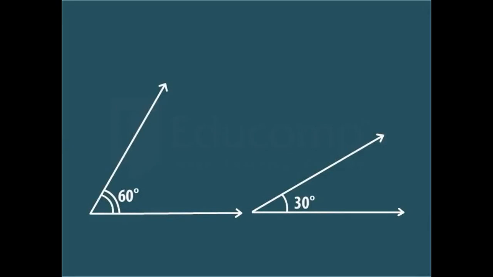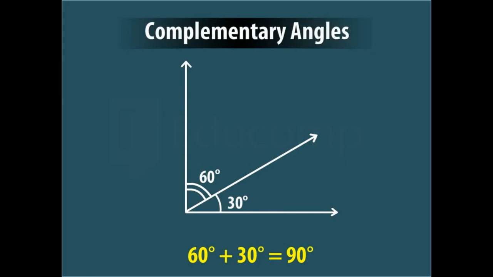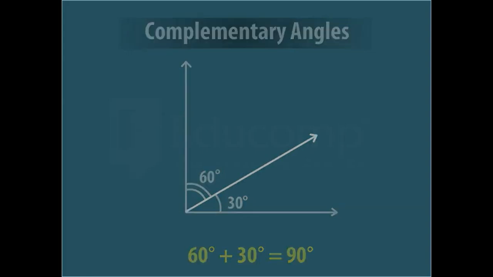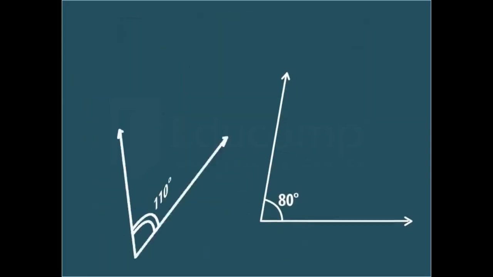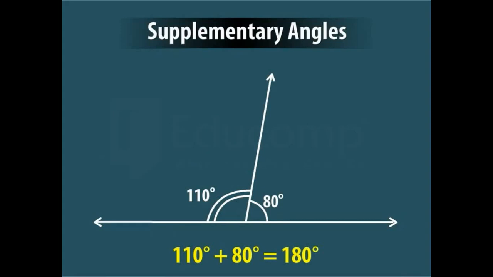Now let's learn about special pairs of angles. Two angles whose sum is 90 degrees are called complementary angles. Two angles whose sum is 180 degrees are called supplementary angles.